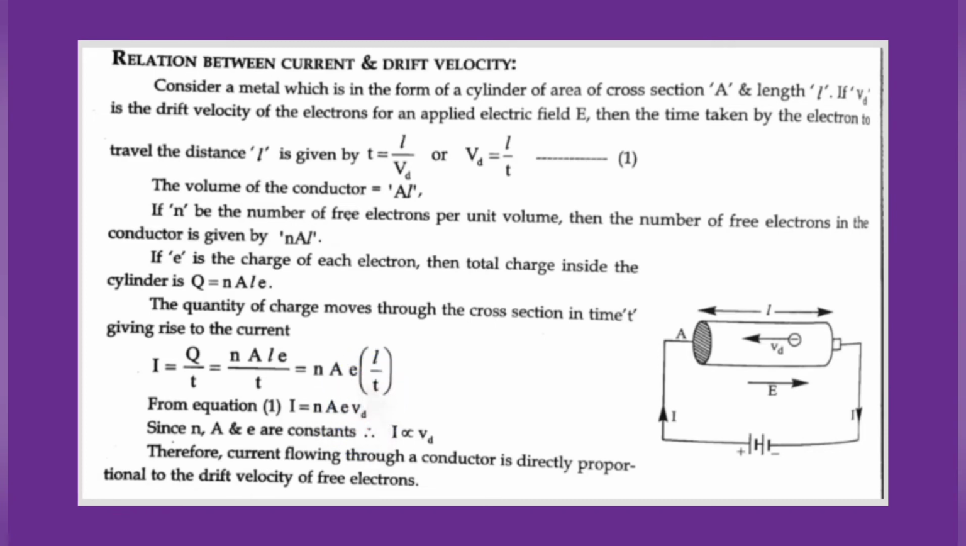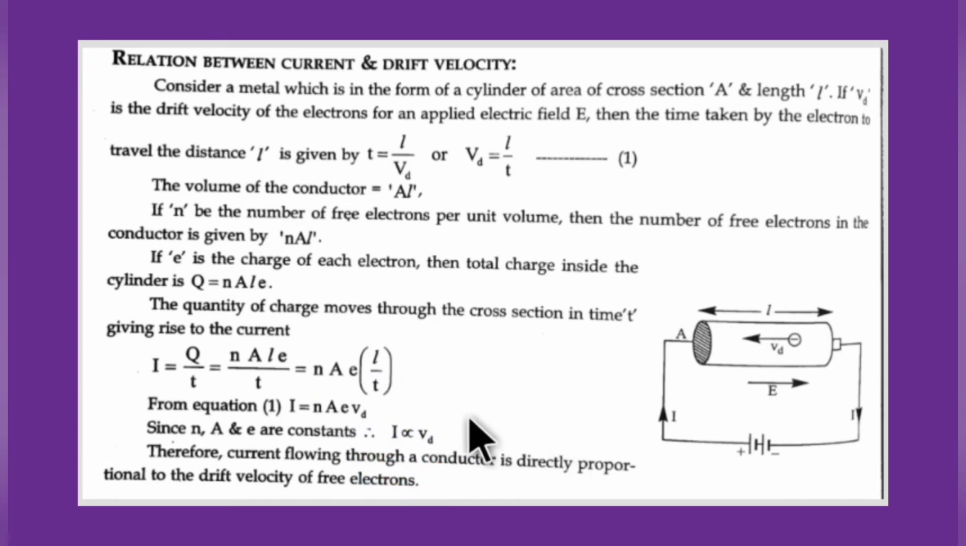Here N is the number of free electrons, A is the area, e is the charge of an electron, and drift velocity Vd. Therefore you can write I is directly proportional to the drift velocity. Therefore how do we define?